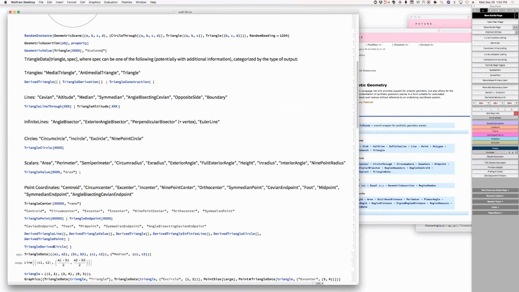How about triangle derived circle? I mean, at least it means triangle derived circle, triangle derived line. If you see that in a piece of code, it's not completely obscure what it might be. Mm-hmm. I think without the hyphen between triangle and derived, I'm not sure.